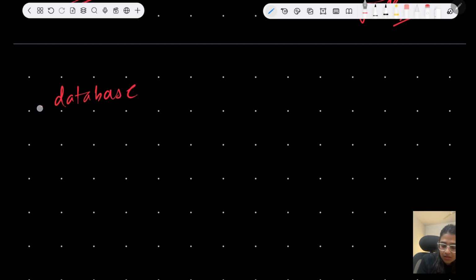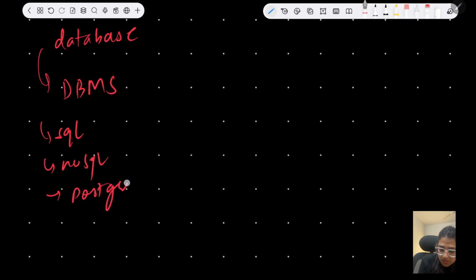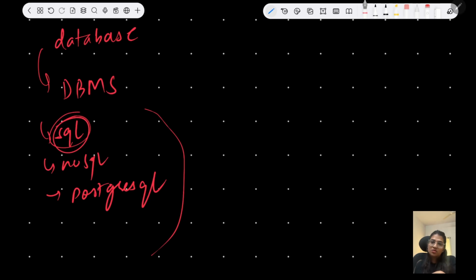database. Okay. If you have, then you might have heard about database management systems. You might have heard about SQL or NoSQL or Postgres or PostgreSQL, right? And others. So basically, what are these? SQL stands for structured query language. It is a language that is used to query a database, right? A relational database.